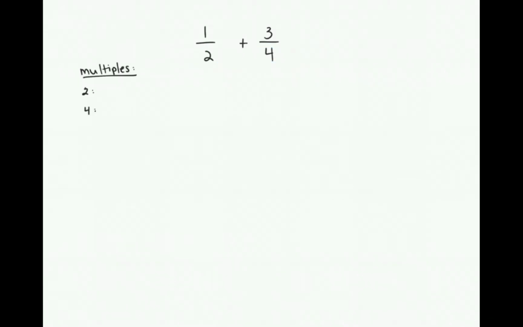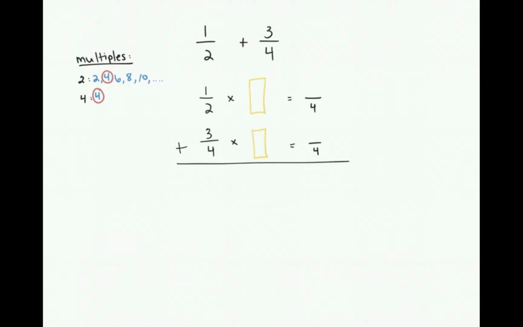So my multiples of 2 would be 2, 4, 6, 8, 10. I'm going to stop there. And my multiples of 4 would be 4, but I can stop there because I'm looking for the least common multiple. I can already see that they have 4 in common. 4 would be my LCM.